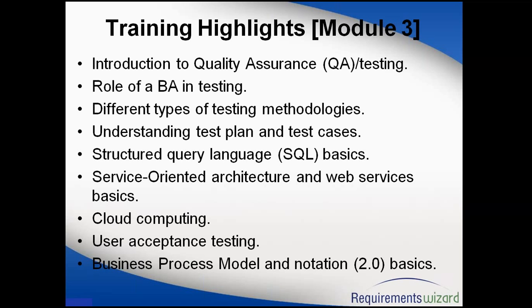We'll also give you a good understanding of what service oriented architecture is, what web service means, cloud computing, and I'll also explain the BPMN, which is very important for a good business analyst to know. This is more at an advanced level, but I will give you a basic fundamental explanation of the BPMN.